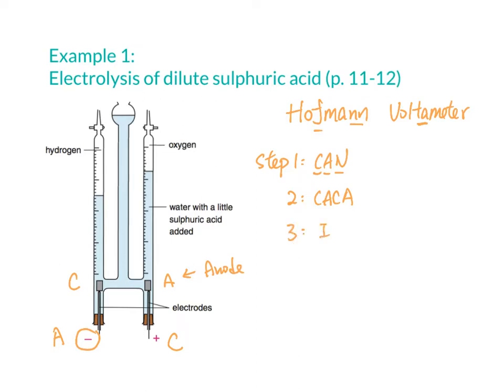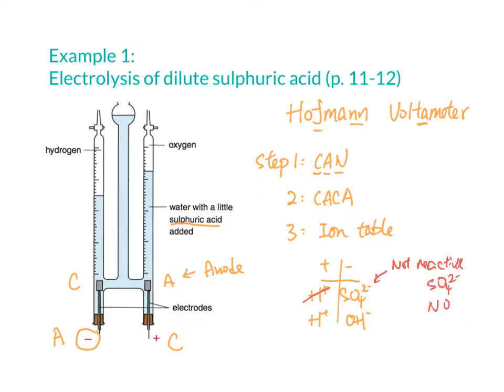Step three, it will be the ion table. So in this case, we're going to have sulfuric acid. So we have H plus, sulfate ion, H plus, and OH minus. So for the cations, you will find that H plus will be discharged. While the other ones, OH minus and sulfate ion, remember, sulfate is not reactive at all. All the time, no matter whether it is sulfate or nitrate, normally they won't react, because they are not a strong reducing agent. So in this case, OH minus will react. H plus will form H2, OH minus will form O2.